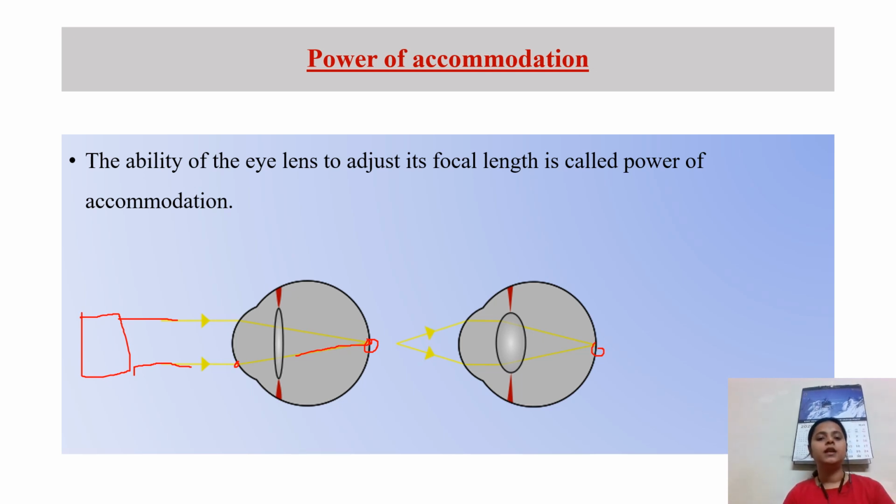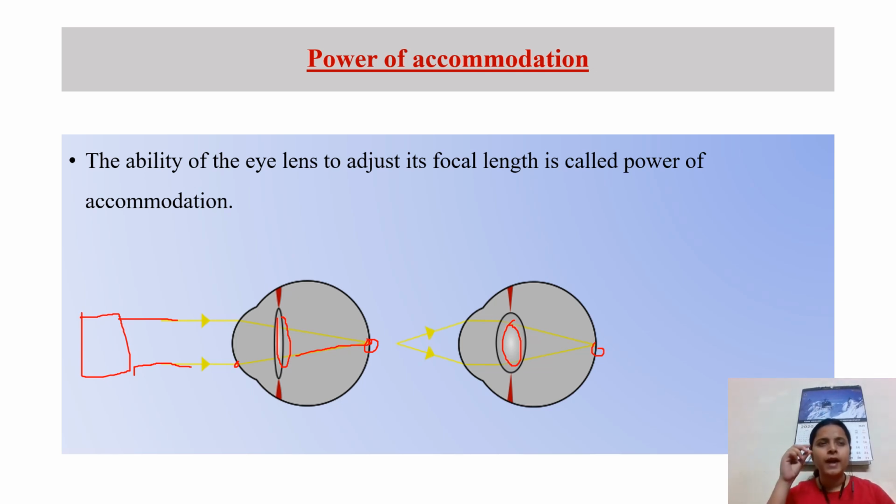Now let's see, here we can see that the focal length of our eye lens is not that much broader, but here it is broader. So what is happening there? Now let's see the power of accommodation. The ability of the eye lens to adjust its focal length is called the power of accommodation. Sometimes, if something is very distant, very far away from our eye, we need to adjust our eyes like this.